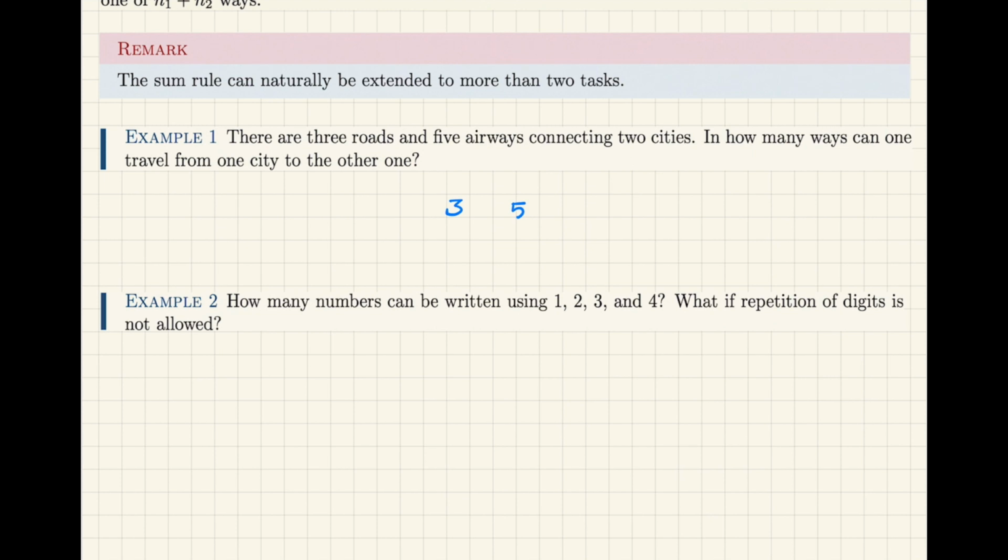Then I have 5 options available, and when I do it, I go to that city, I am done. So the total number of ways that I can choose to go from city 1 to city 2 is just 3 plus 5, which is 8. I hope that this is understandable, that there is no product involved in this problem. And the answer is simple as that.